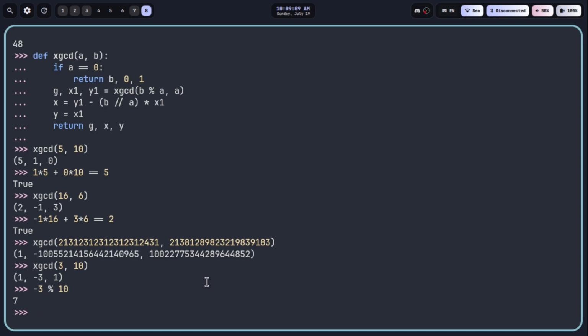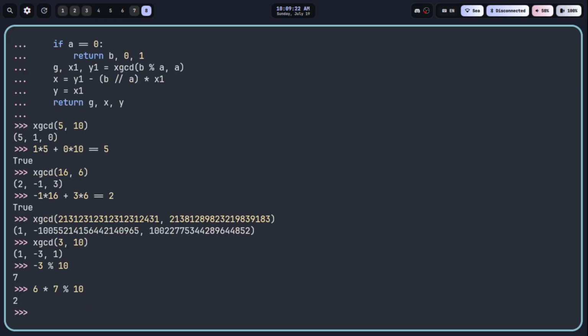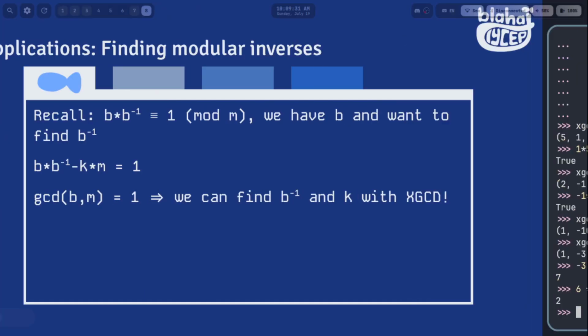So now because we know that 1/3 mod 10 is 7, we can divide any number by 3. For example, let's say we have 6 and you want to divide this by 3 in mod 10. You can just do 6 times 7 modulo 10, and we see that that's 2, because 6 is 2 times 3. So this is one way in which we use modular inverses as a way to do division and to use XGCD to recover them.